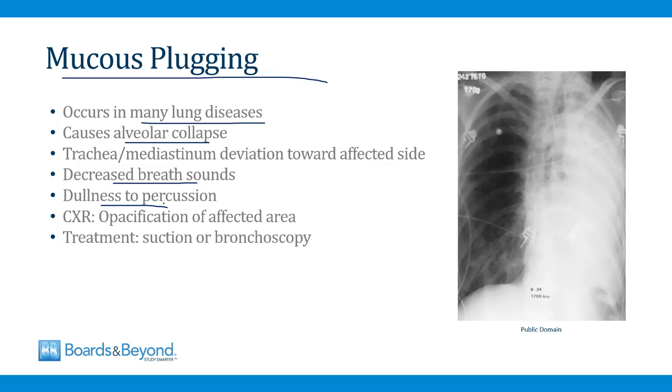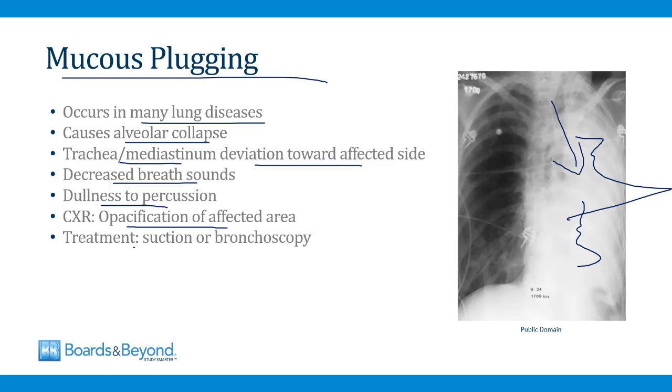On chest x-ray, the area of the lung with a mucus plug will be opacified, and if it's a large area, the trachea and mediastinum will deviate toward the affected side. Shown on this slide is a chest x-ray of a patient whose entire left lung is affected by a large mucus plug. You can see that the trachea is deviated this way towards the affected side, and basically there's just whiteout, which is what happens when there's mucus plugging.